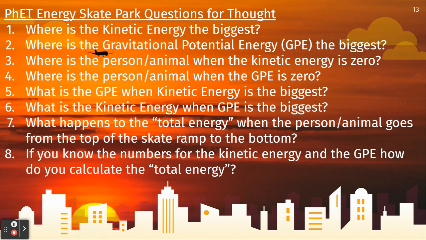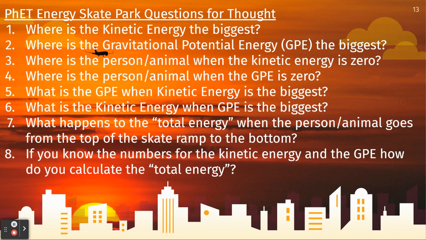What happens to the total energy when the person or animal goes from the top of the skate ramp to the bottom? And if you know the numbers for the kinetic energy and the gravitational potential energy, how do you calculate the total energy? So go ahead and think about these 8 questions. Pause this, go back and forth between the simulation and this video and see if you can answer all of these, because these are really important before you get into the worksheet.